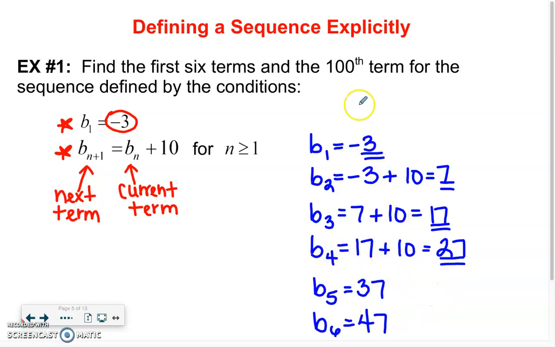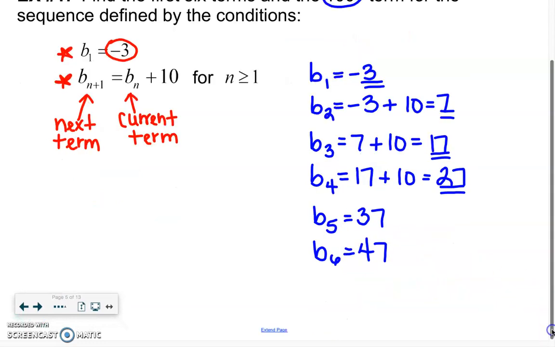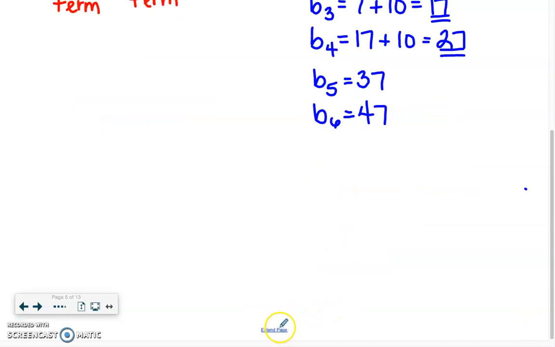Okay. I also have to find the 100th term. I don't know about you, but I would rather not keep adding 10 100 times. That's just going to take forever. So what we can do instead is write an explicit formula to represent the sequence and then use it to find the 100th term. For an explicit formula, and you can go back to the last slide if you would like, you are going to want to follow this. This is the formula for how to set up an explicit equation.